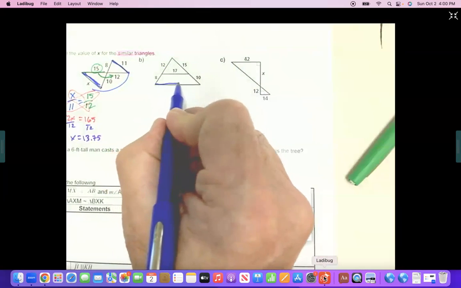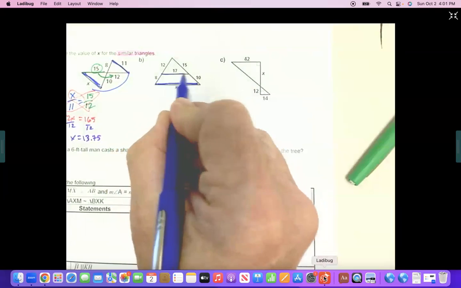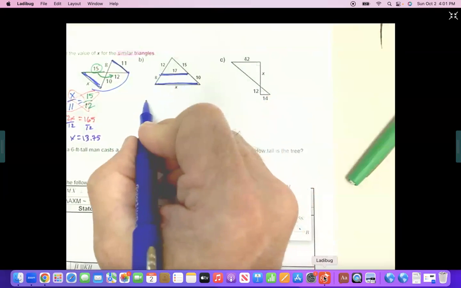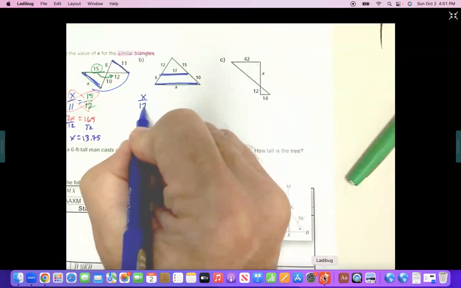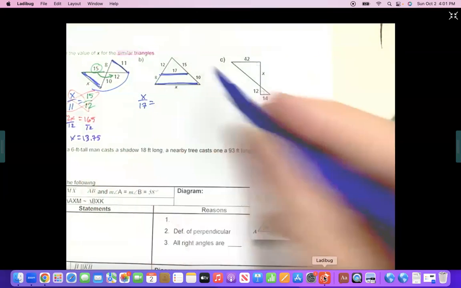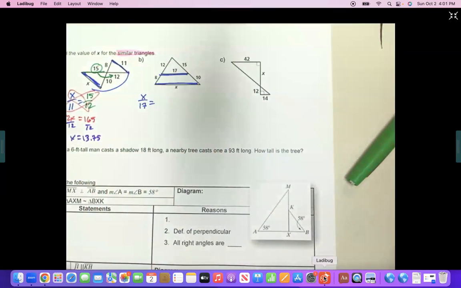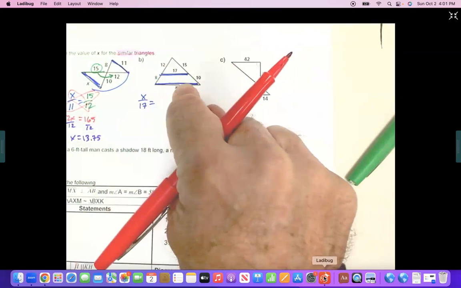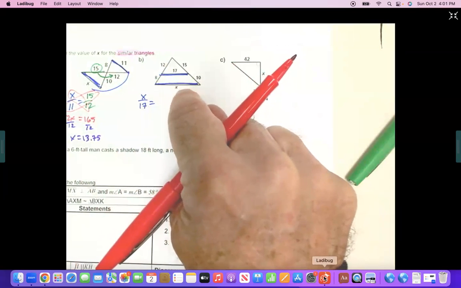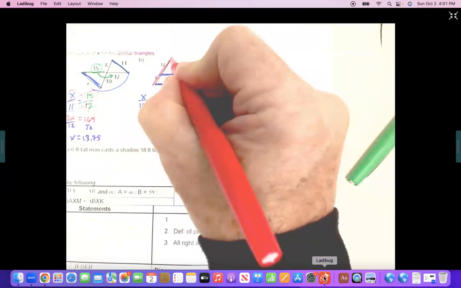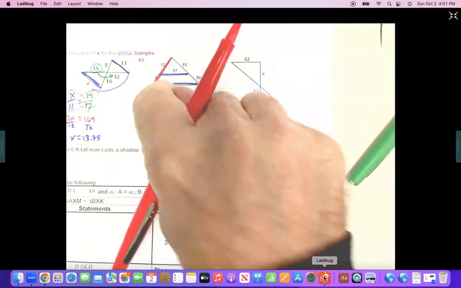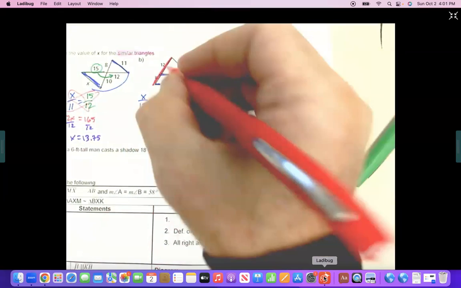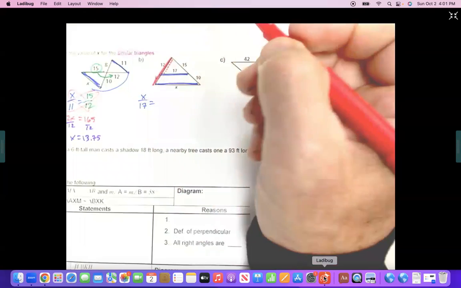Just like our last one, these two are pretty straightforward to match up. We're going to compare x is to 17 as, remember, this is the whole side of the larger triangle. We have to pair that to the whole side, or use the whole side of this triangle and compare that to the corresponding small side.